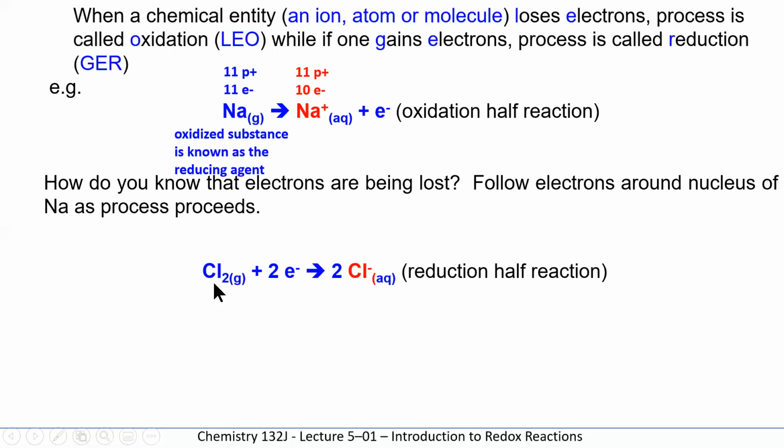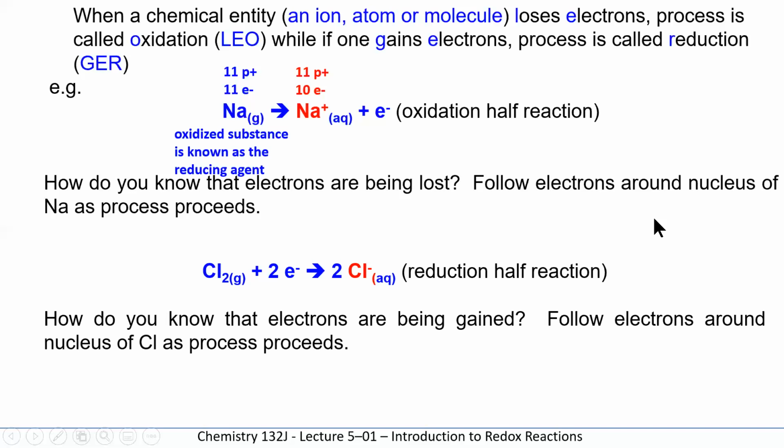Now, let's couple that with another half reaction. In this case, we have chlorine gas gaining 2 electrons, forming 2 chloride ions. Again, it's a reduction reaction because it's gaining electrons. And we can, again, look at a chlorine atom as 17 protons and 17 electrons, whereas a chloride ion has 17 protons and 18 electrons. You can see there is a gain of an electron here. So the reduced substance we can also refer to as the oxidizing agent.